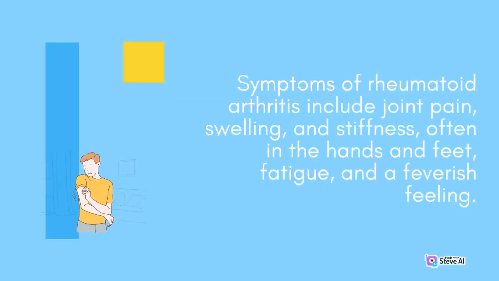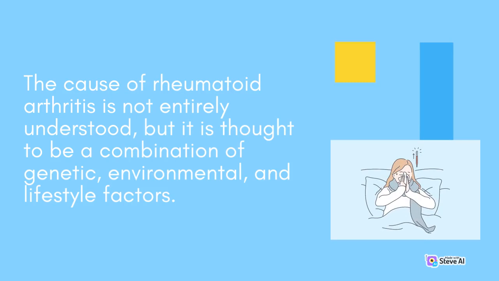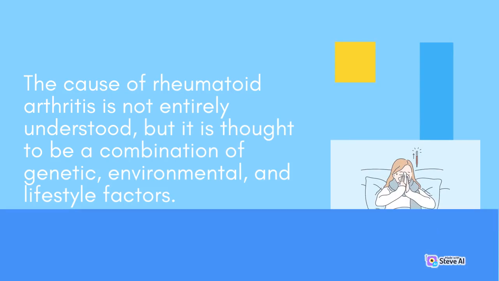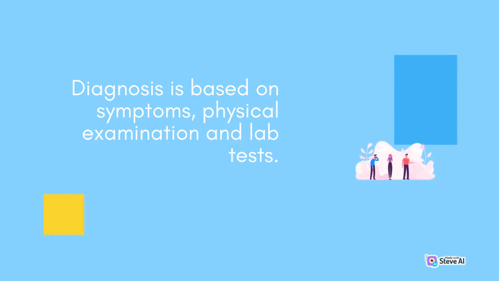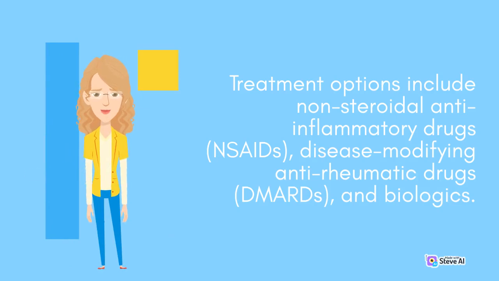Symptoms of rheumatoid arthritis include joint pain, swelling, and stiffness, often in the hands and feet, fatigue, and a feverish feeling. The cause of rheumatoid arthritis is not entirely understood, but it is thought to be a combination of genetic, environmental, and lifestyle factors. Diagnosis is based on symptoms, physical examination, and lab tests. Treatment options include nonsteroidal anti-inflammatory drugs, NSAIDs, disease-modifying anti-rheumatic drugs, DMARDs, and biologics.